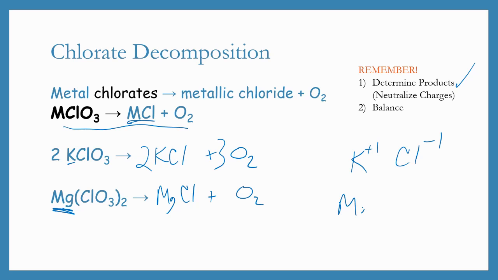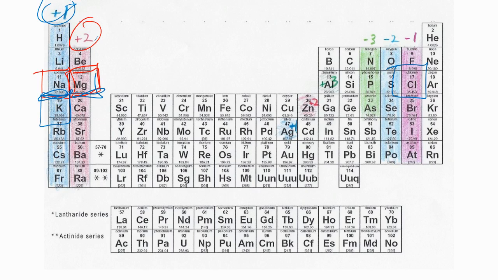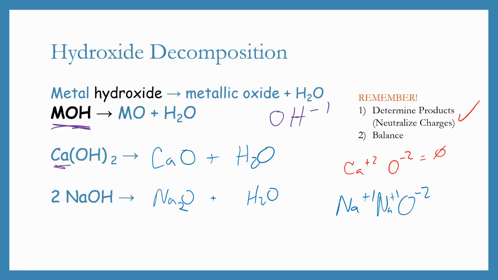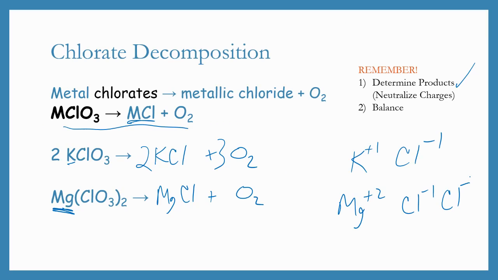Now for Mg, that's a +2 charge. Chlorine is still a -1, right? So Mg is still a +2. So MgCl2 is what that's going to turn out to be. Neutralizing our charge, it's MgCl2. Now that all the charges are established, all the products are determined, now we can do the balancing. We got 2 of those, and we got 3 oxygens. So that's sort of the skinny on this.